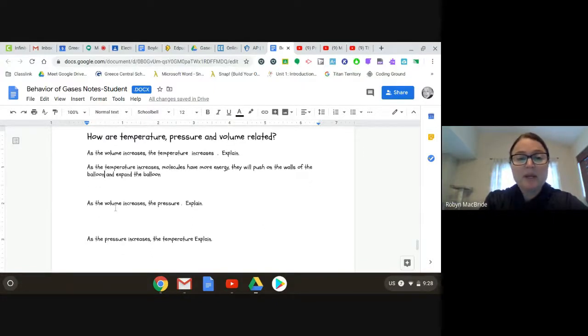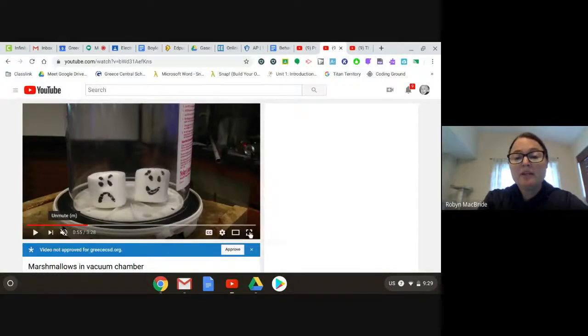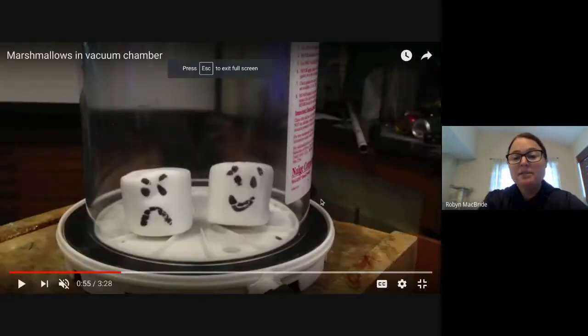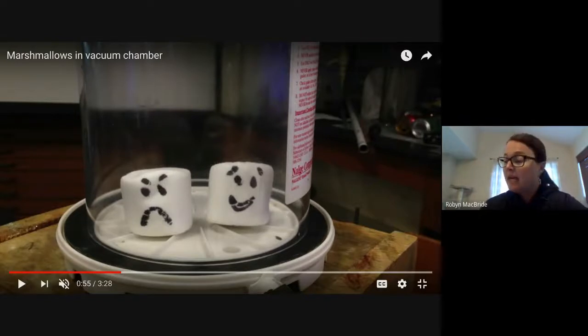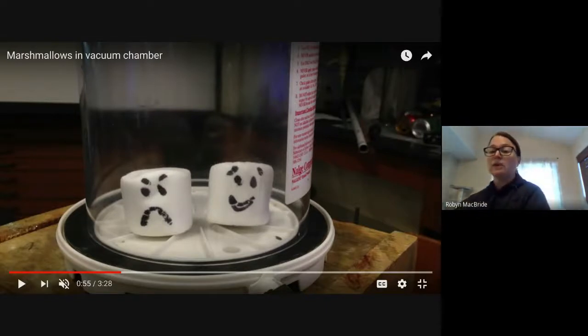Hopefully. All right, the next thing we're going to look at is what happens when we change the volume and the pressure. What we have here is one happy and one sad marshmallow, and something called a vacuum pump. What a vacuum pump does is pump out the gas that's inside of here. So inside of here is all sorts of gas, and this is going to pump out the gas and basically decrease the pressure.